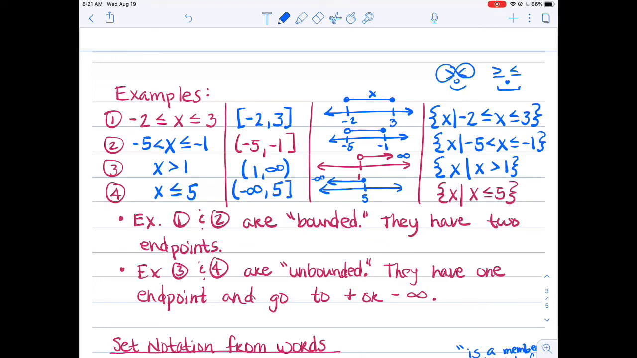I want to go ahead and talk about the examples a little bit. Example 1 and 2 are considered to be bounded. That means that they have two endpoints, and x is bounded between the two endpoints. It's stuck in between them. Examples 3 and 4 are unbounded because they only have one endpoint and then go to infinity. So bounded versus unbounded depends on whether you have two endpoints or one endpoint and an arrow.